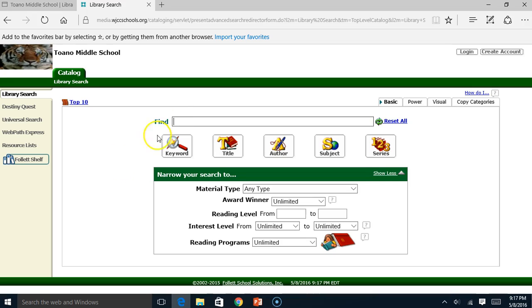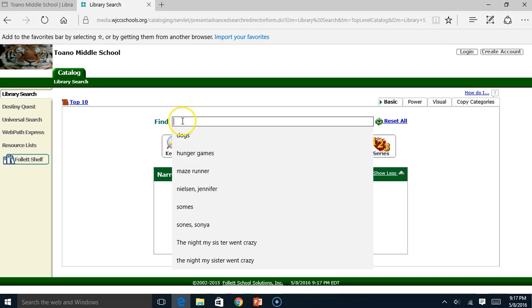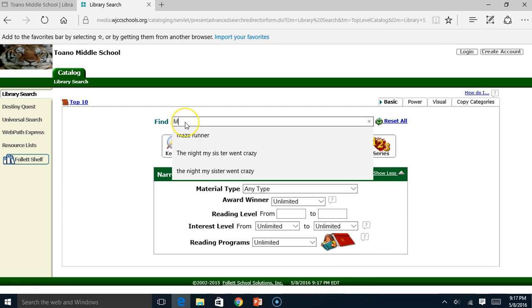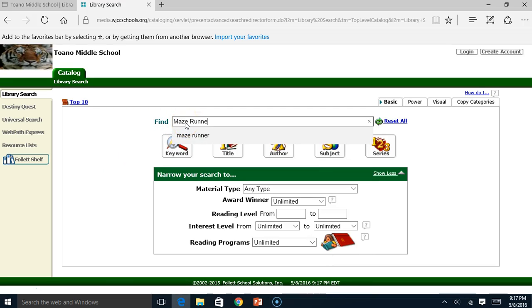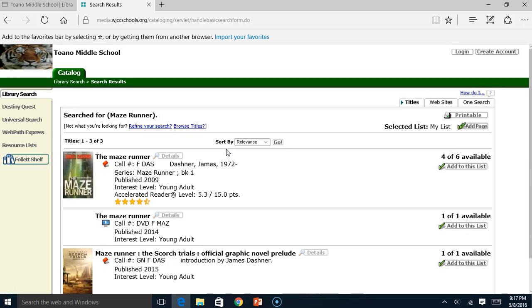And here we are at the catalog. Let's say, for example, we're looking for a copy of Maze Runner. Pretty popular book these days. So we're using a title search right here. And here we are. It says that we have a copy of Maze Runner, and notice that it's in the fiction section, so it's going to be right down the center. DAS is the author's last name, and that's how it's organized. It's book 1 in the series, and it tells you that we have 4 of 6 copies available.